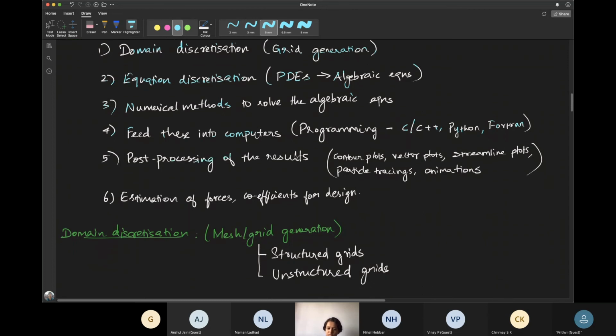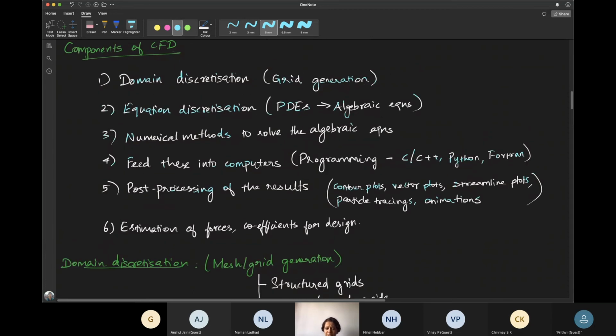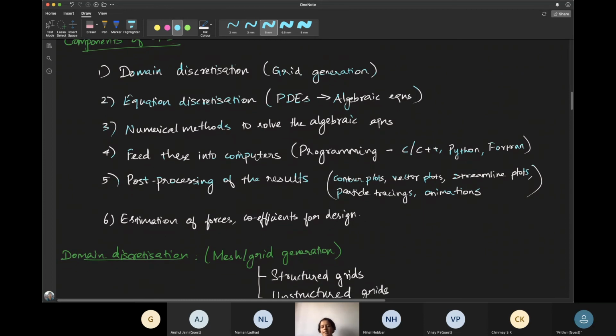Now you can post process the results. There are various post processing softwares available, so you can use different types of plots. There are contour plots, vector plots, etc. There are more plots than these. So yeah, you can process the results. After post processing the results, we'll get to see how the solution is evolving over time with respect to space and everything. So you will find the solution at all the discretized points.